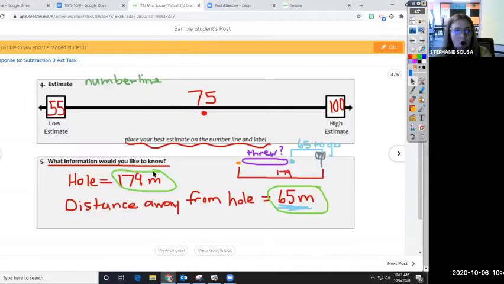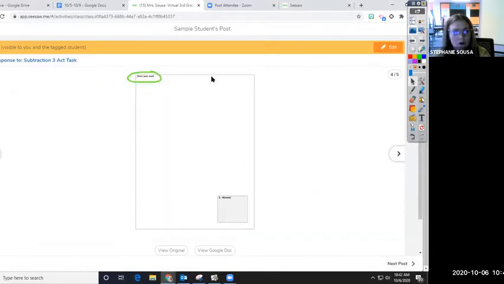Now we're going to take a look at our lesson slide, which is show your work. You now have all the numbers that you need. You know that the disc course is 179 meters. You know that he is 65 meters away from the basket. Now you are going to begin to solve your work. Show your work. So solve this problem any way that you choose.